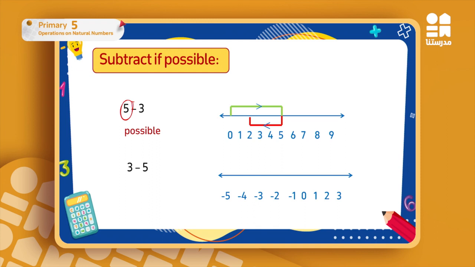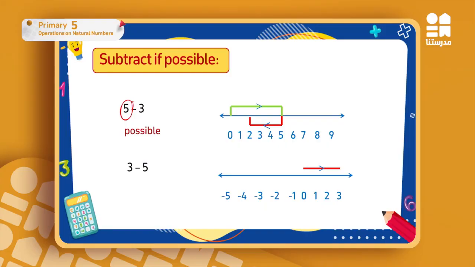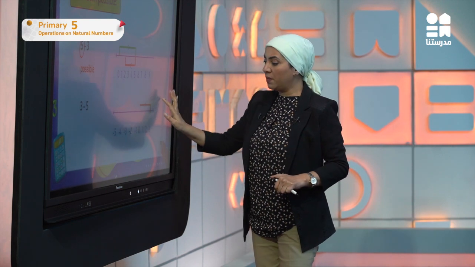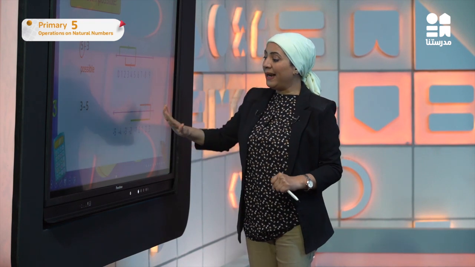Now I have negative numbers here, and I don't start counting from them. I always count from the zero. So here my first number is 3. Okay, I'll count from 0 to 3. Now I want to take away 5 from these 3. Even on my fingers, if I have 3 fingers, can I take away 5 from these 3 fingers? Of course not, because I don't have enough fingers to take away the 5 from. Same idea on the number line here.